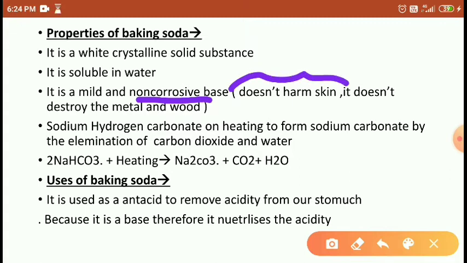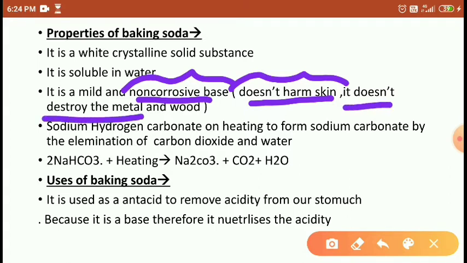If sodium hydrogen carbonate accidentally falls on our hand, it cannot burn our skin, so it is not harmful. So it is of non-corrosive nature. It does not react with metal and cannot destroy metal. When it falls on metal, it cannot destroy the metal, or wood also. That's why it is non-corrosive in nature.